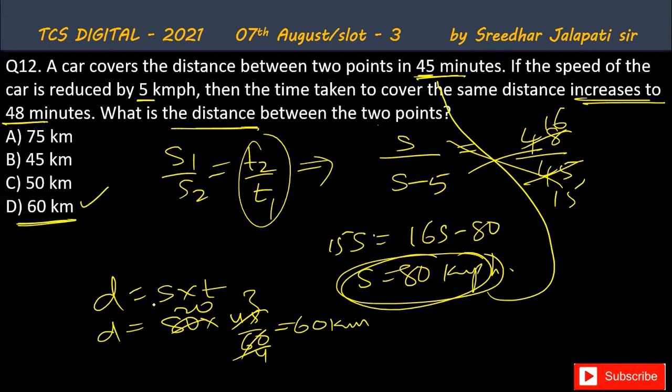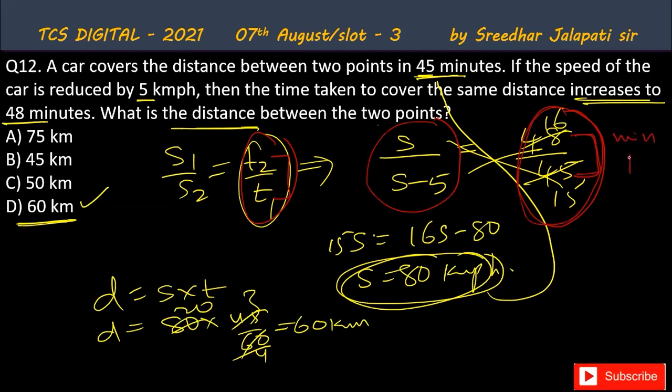Now, some of you may be wondering here, that is, when I applied S1 by S2 is equal to T2 by T1, here these minutes I have not converted to hours, right? Though the speeds are in kilometer per hour on one hand, I have not converted the times from minutes to hours. Why? Because this is ratio. So since it is ratio, as long as both are in the same units, it's okay.